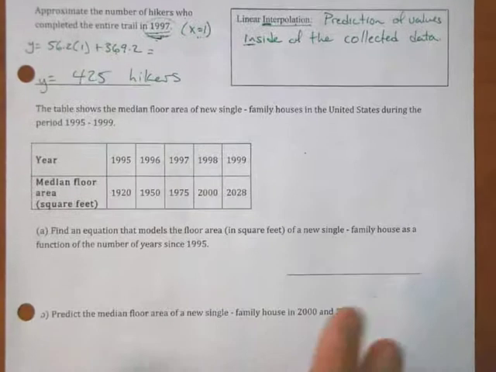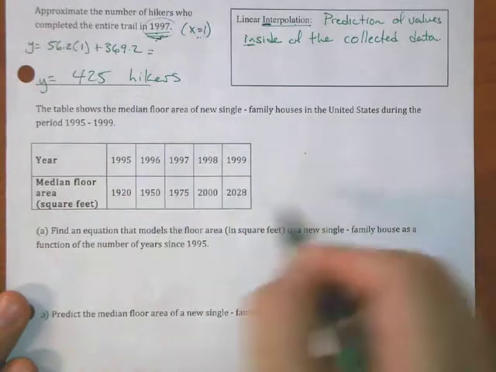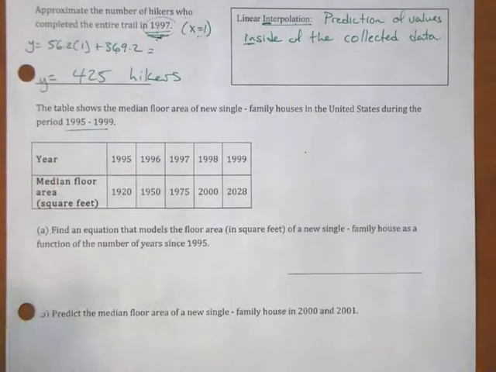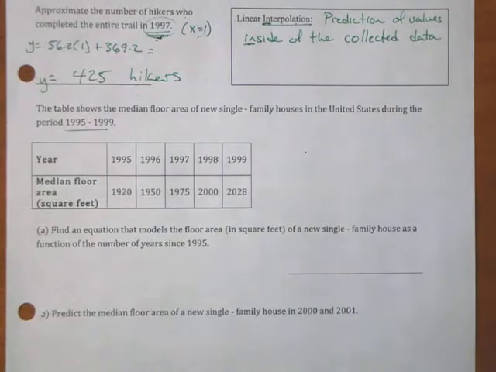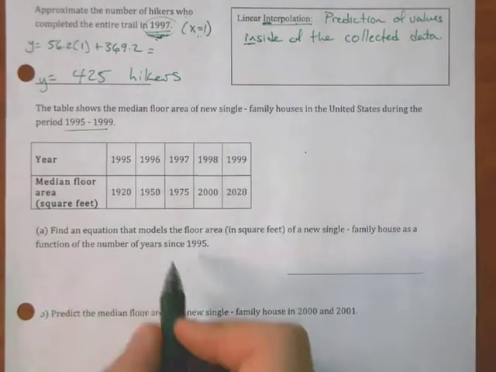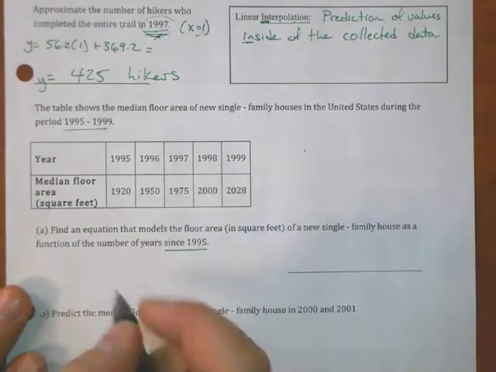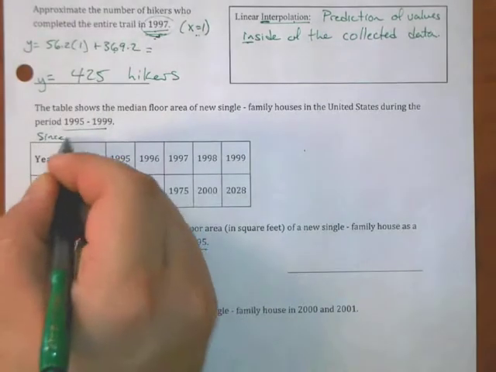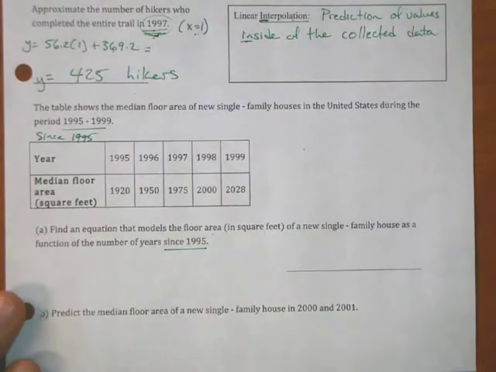Okay, let's take a look at the second example. This table shows the median floor area, or the size of a new single-family house in the United States during this time period. This data is the approximate size of a new house being built. We're going to first find an equation that models the floor area of this new house as a function of the years since 1995. So first let's get years since 1995, because that's what we want to put as our x values.